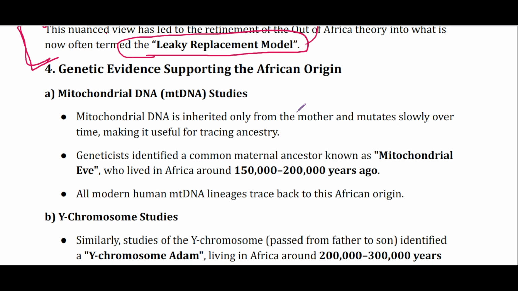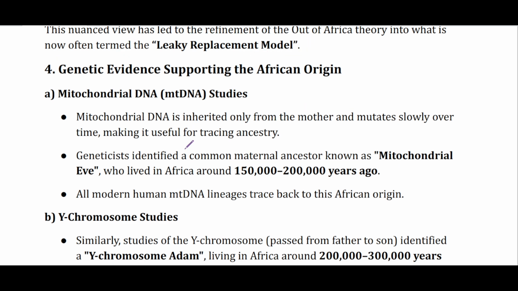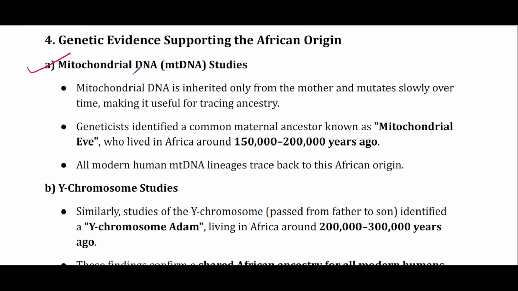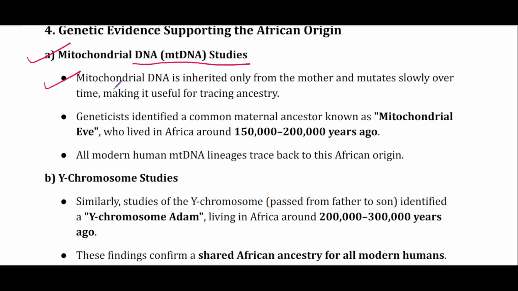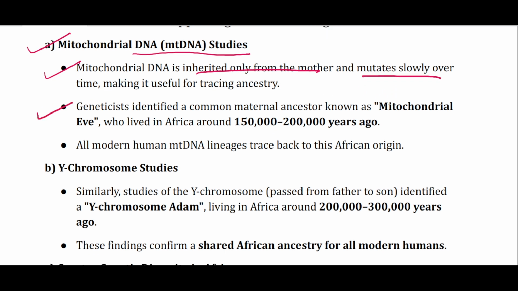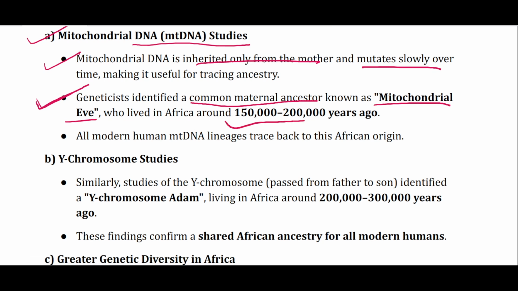Now, the genetic evidence that supports the African origin. The first evidence is mitochondrial DNA, and if you are not aware, mitochondrial DNA is inherited primarily from the mother's side, and it mutates very slowly over time. Geneticists, via the Human Genome Project and studying the DNA of various fossils, have identified a common maternal ancestor known as the Mitochondrial Eve, who lived in Africa around 150,000 to 200,000 years ago.